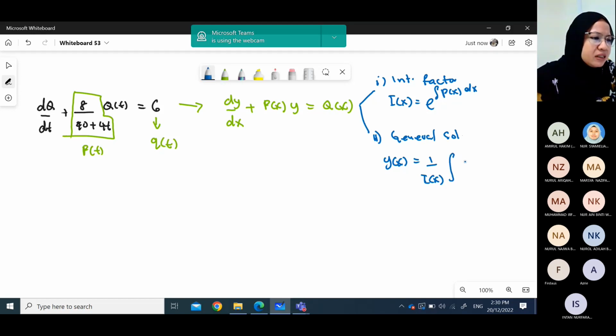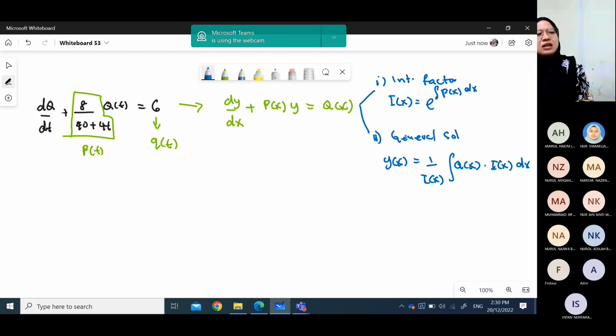Integral. Oh, tak pernah belajar je. Ha? Apa dia?